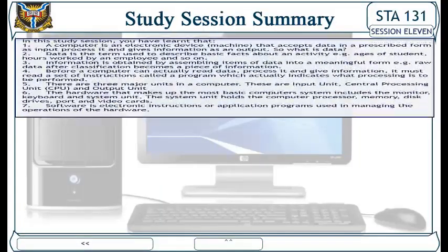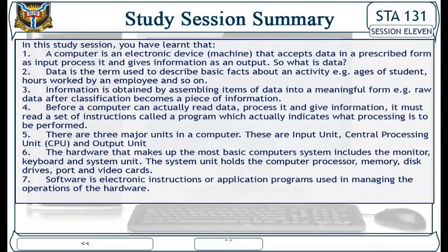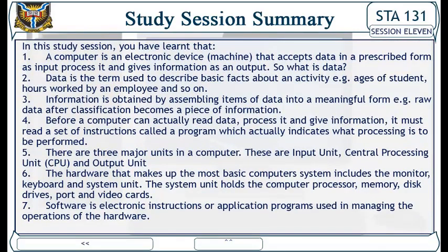Summary of Study Session 11. In this study session, you have learned that 1. A computer is an electronic device, machine, that accepts data in its prescribed form as input, processes it, and gives information as an output. So, what is data?